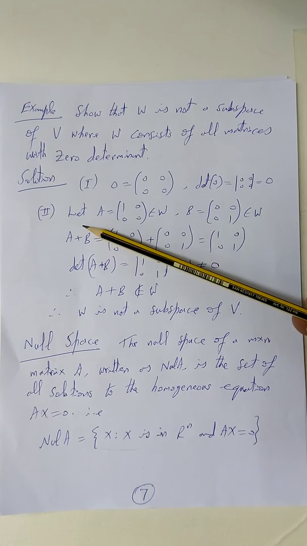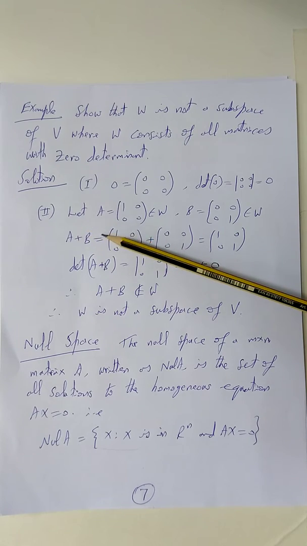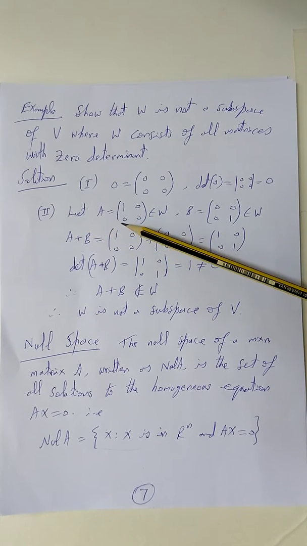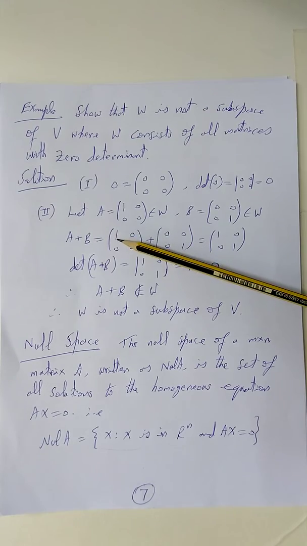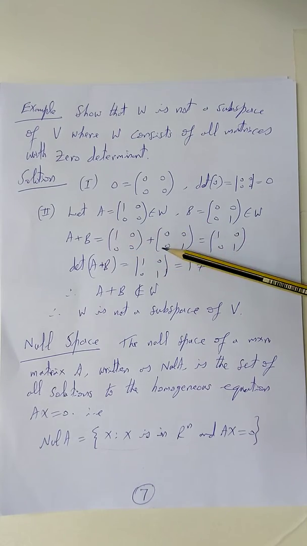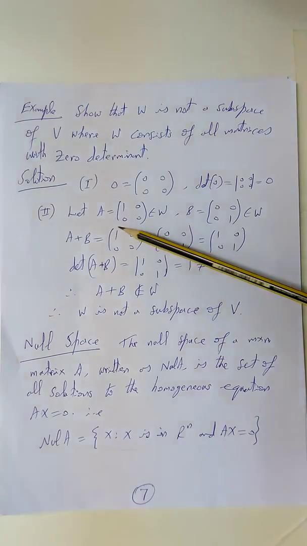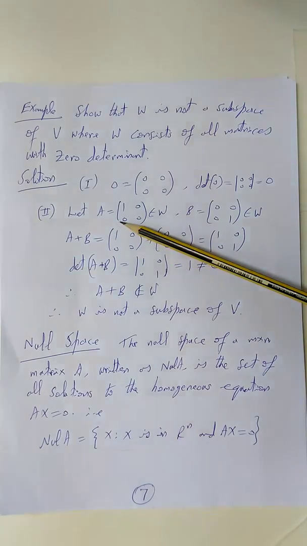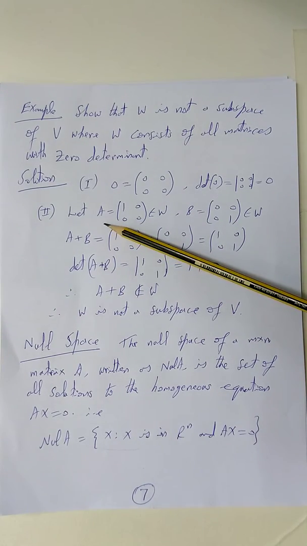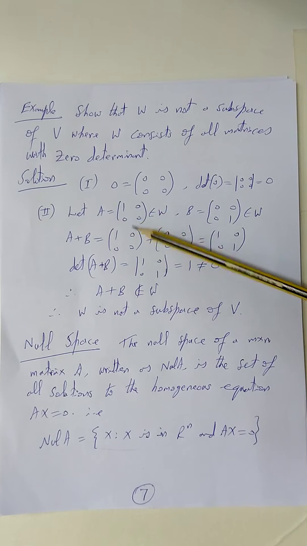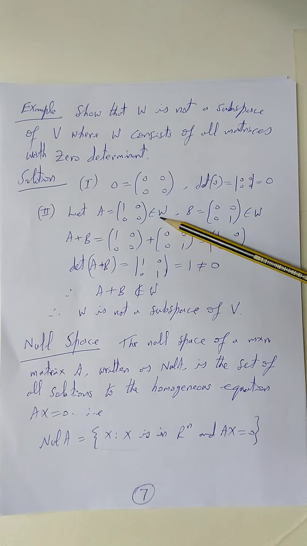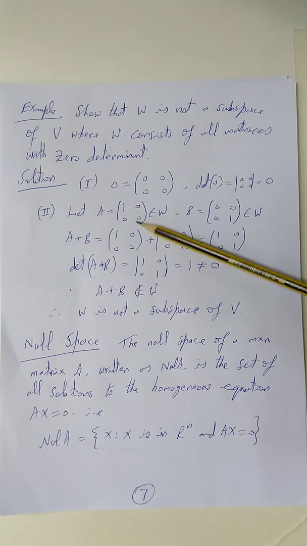Now the second condition: if we take two vectors u and v, and add u plus v, it should again be in W. Here instead of u and v, I am writing A and B. For example, let A be the matrix 1 0 0 0, which belongs to W. Why did I take this? Can I take some other? Yes, I can take some other also.